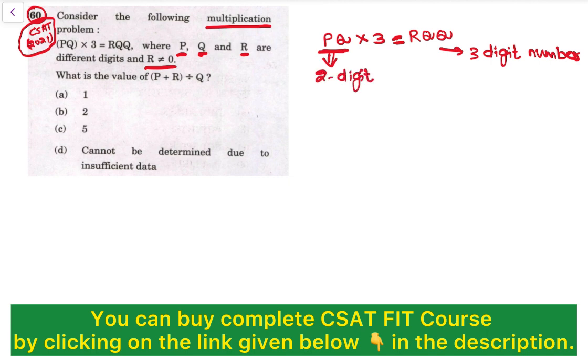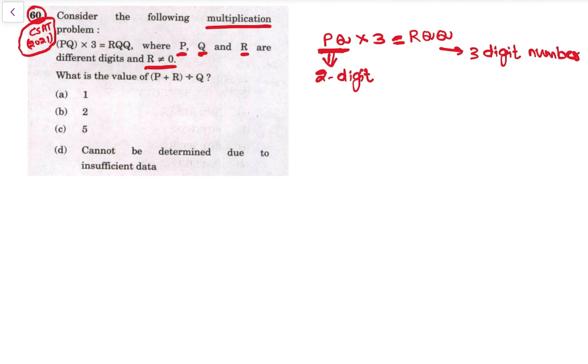PQ is a 2-digit number because, if we assume P is 0, then Q, take 9, into 3 would be 27. This is a 2-digit number. However, what we are getting is a 3-digit number, right? So now we are getting like this.